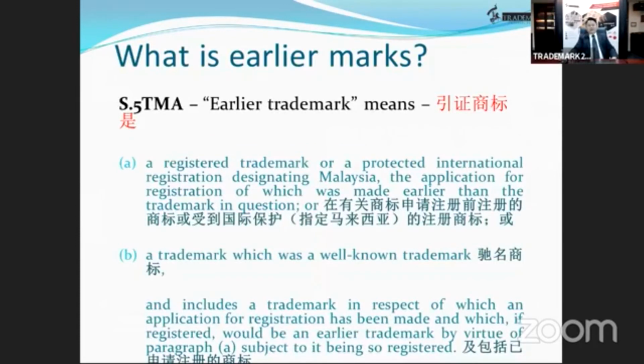Section 5 of the Trademark Act defines an earlier mark as a registered mark or any internationally protected trademark in Malaysia, from the Madrid Protocol or from a priority Malaysian application, and so on, or a mark which is a well-known trademark. I think there's something wrong with my slides, they are misaligned, but I hope you can see it from your side.